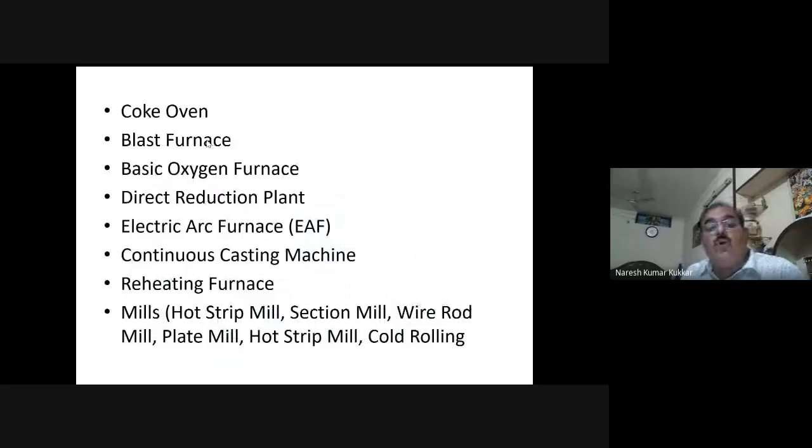What is required is a coke oven, blast furnace, basic oxygen furnace, direct reduction plant, and electric arc furnace. A continuous casting plant machine and reheating furnace are there. Then the hot strip mill section, wire rod mill or plate mill, hot strip mill, and cold rolling. These are all the parts of this section. It covers the industry process.